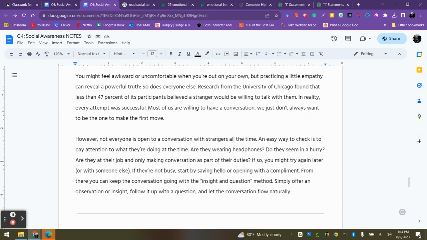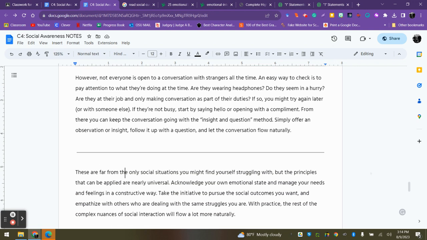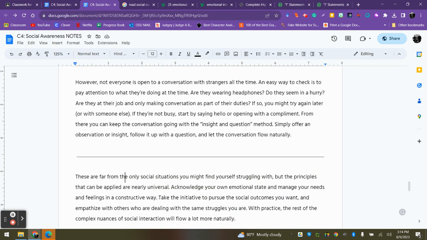So does everyone else. Research from the University of Chicago found that less than 47% of its participants believed a stranger would be willing to talk with them. In reality, every attempt was successful. Most of us are willing to have a conversation, we just don't always want to be the one to make the first move. However, not everyone is open to a conversation with strangers all the time.